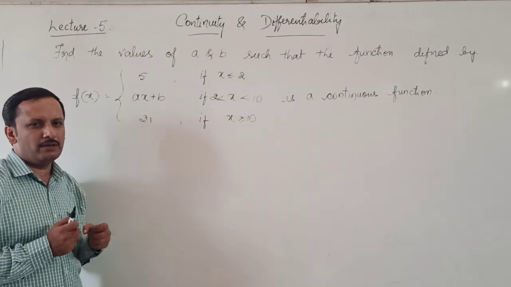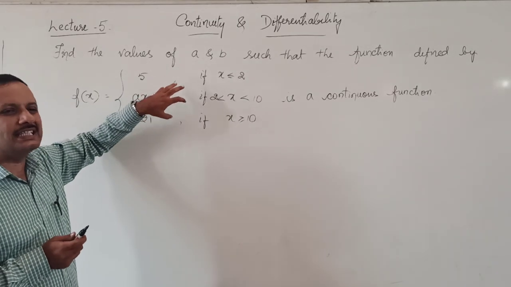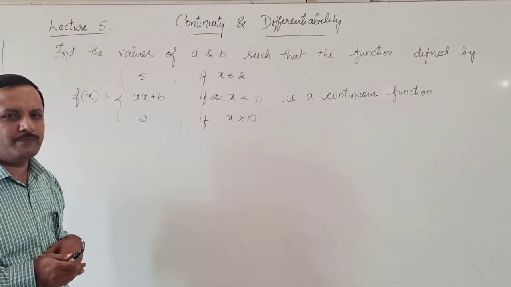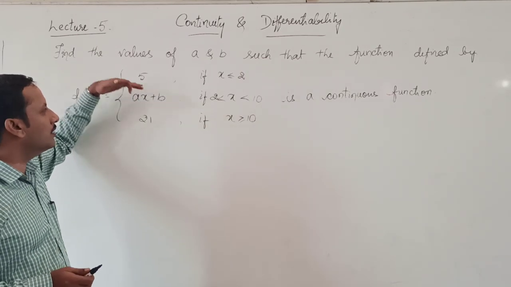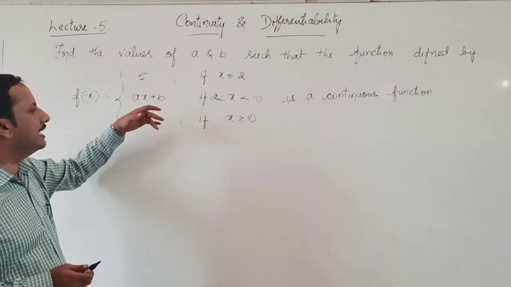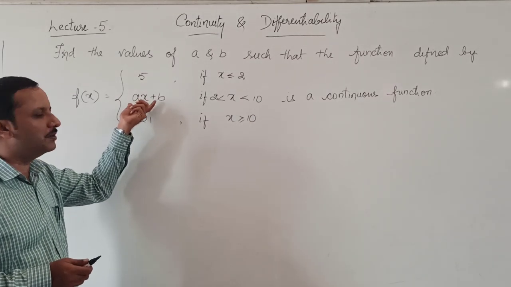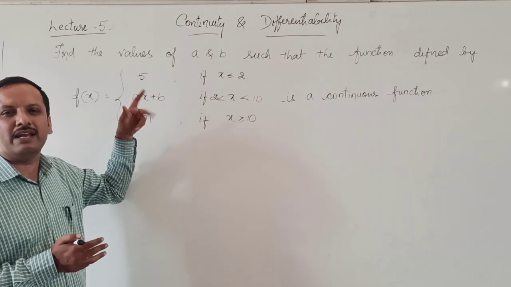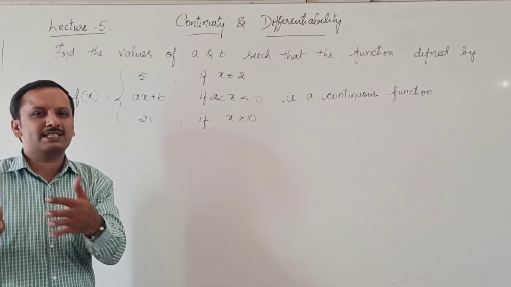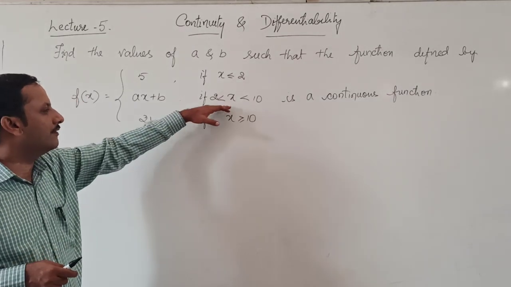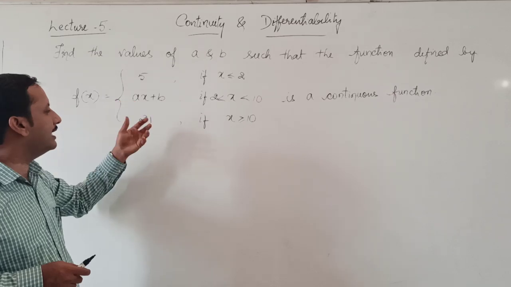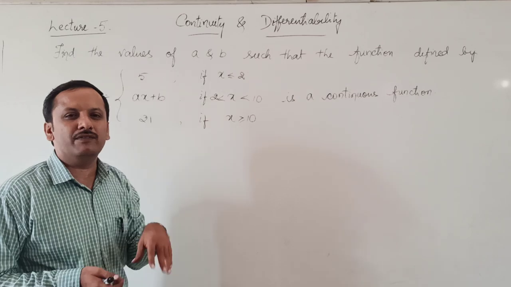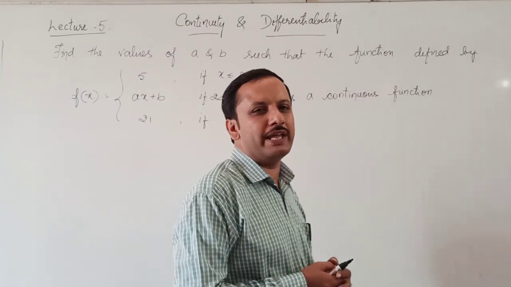Why 2 and 10? Because since it is continuous everywhere, I will consider it is continuous at x equal to 2 also. So if I consider x equal to 2, then left hand limit will be 5, right hand limit will be, here I have to put x equal to 2, I am getting 2a plus b. So I will get one relation in terms of a and b. Then at x equal to 10, if I take, for left hand limit this is what I use, and for right hand limit it will be 21. I equate them.